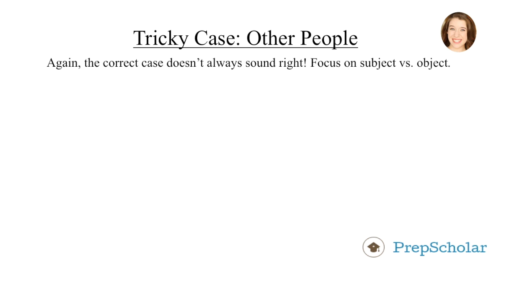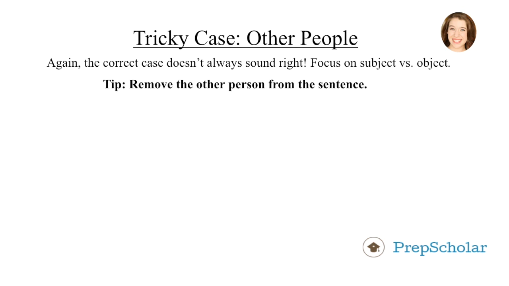Let's look at one more tricky pronoun case, other people. What's this problem? Sometimes we have more than one person referenced in a sentence and it's unclear what kind of pronoun we should use. And once again, the correct case doesn't always sound right. What we want to do is focus on the subject and the object. That will tell us what pronoun to use, not just what sounds right.